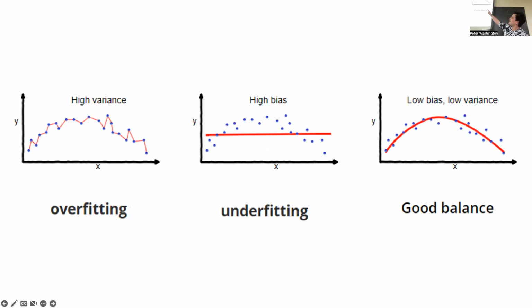Underfitting, the model didn't learn something complex enough. It has a high bias towards, in this case, learning a line when it should have the power to learn a parabola. And a good balance would be low on both, low bias, low variance. So that's what you want. So again, bias and variance are just synonyms for underfitting and overfitting, and they might show up as either on the exam.